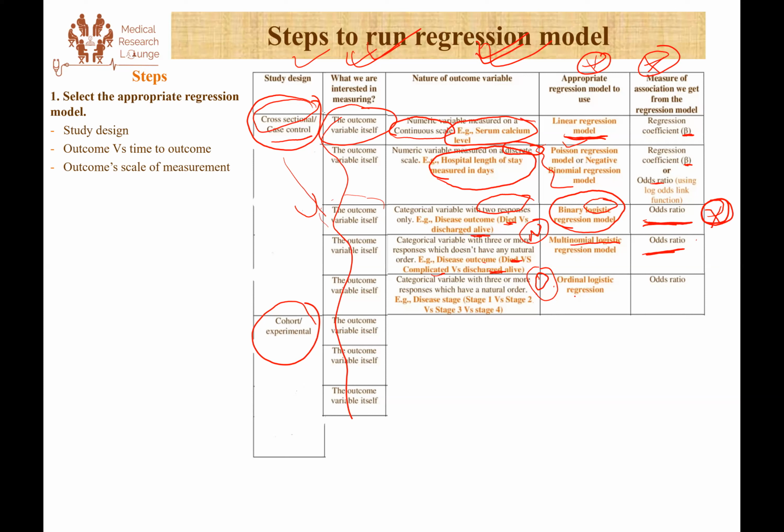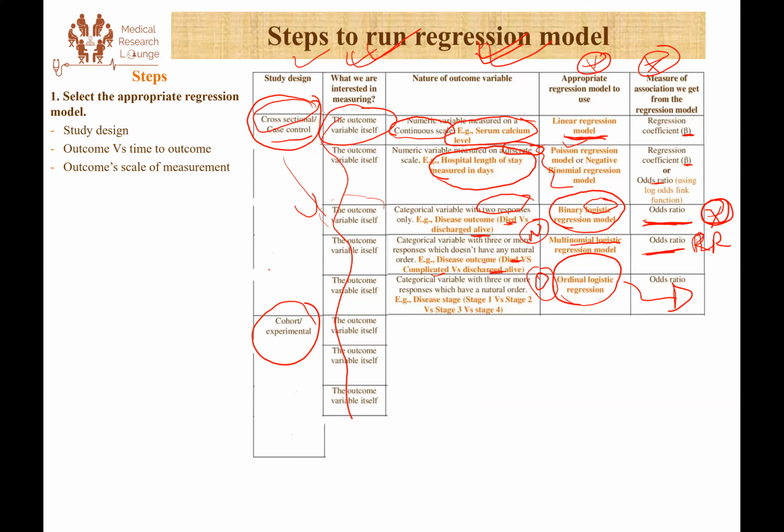So when it's an ordered response, we use ordinal logistic regression analysis. And again, the measure of association we get is an odds ratio. These are important to know because sometimes when you review articles, people report relative risk as the measure of association when they actually ran a logistic regression model. So when somebody asks you to review an article, these are things you can also check: if they have used the proper regression model and if they have run it properly. So this is all about cross-sectional and case control study designs and their choice of a regression model.